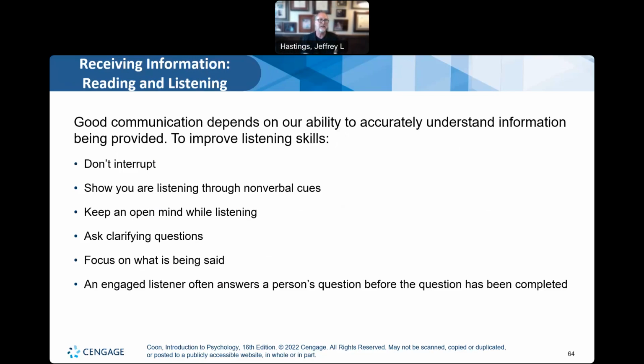But ask clarifying questions, focus on what's being said, and also an engaged listener often answers a person's question before the question's been completed. And you don't want to be too engaged a listener. With engaged listening, you want to be emotionally aware of listening to the full question, waiting till it's finished.